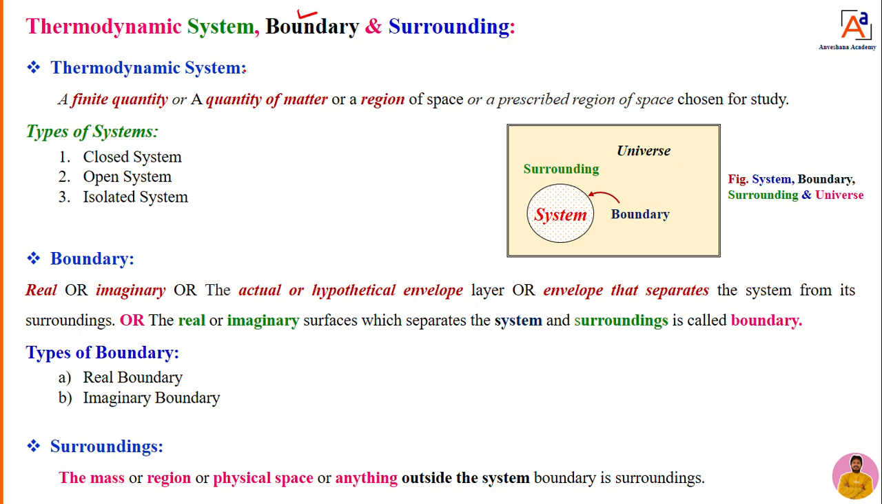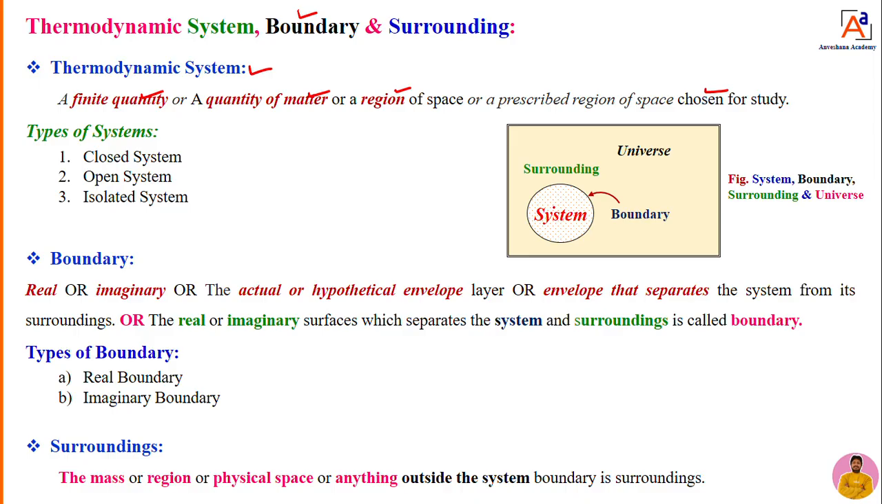Now I will move towards the first concept, that is thermodynamic system. What is a thermodynamic system? A thermodynamic system is a finite quantity of matter or a prescribed region of space chosen for study. In simple terms, it is a system in which a certain quantity of matter or a region is considered for study. That is known to be a thermodynamic system.